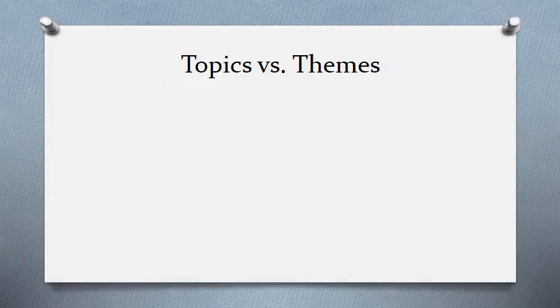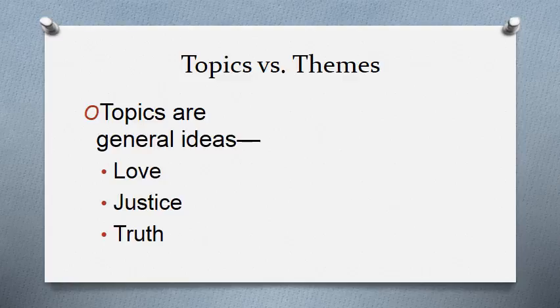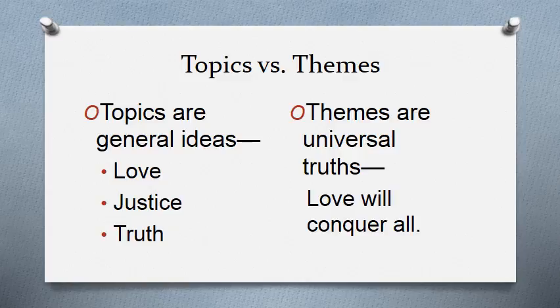First, we need to talk a little bit about the difference between topics and themes. These two terms are mixed up quite a bit, even with English teachers that I work with at school. They kind of mix those two up. So topics are general ideas or general concepts. Sometimes they're called thematic topics. We have things like justice, love, truth, fear. Those are all topics. Themes are generally universal truths, things that apply to all people, like love will conquer all, or hard work pays off.